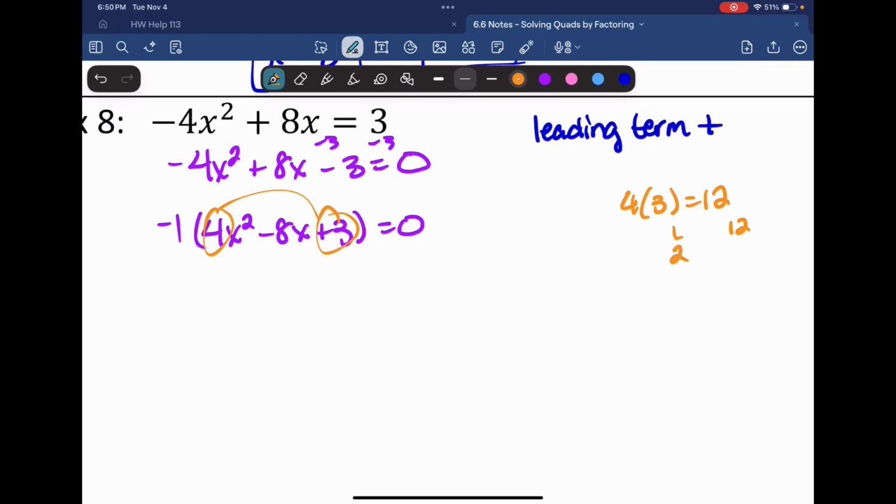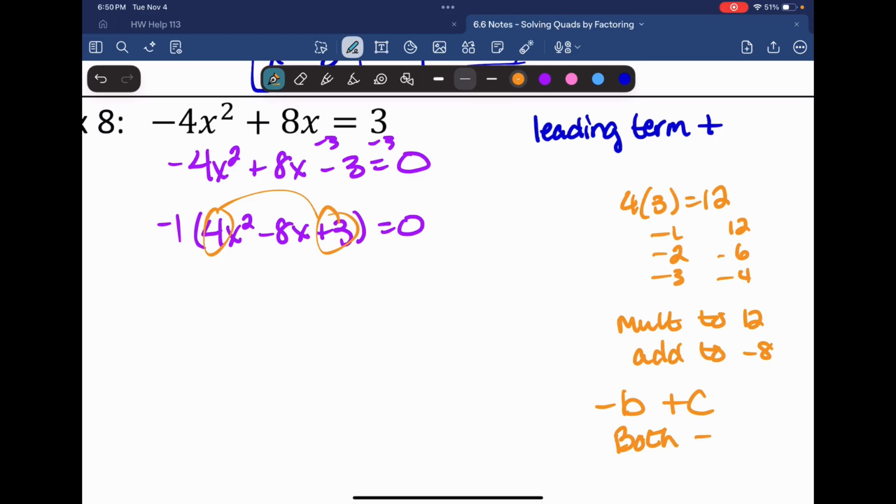Factor pairs. So it's got to multiply to 12, but add to negative 8. Oh, it's a negative b, positive c, so this means both negative. Negative 2 and negative 6 add to negative 8. Break it. I'm going to ignore the negative 1 for the moment. I don't need it. Your first two and your last two.